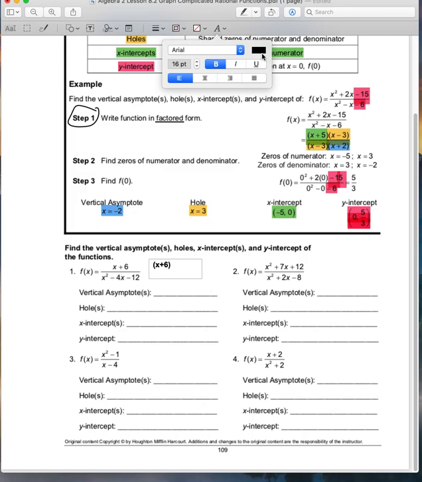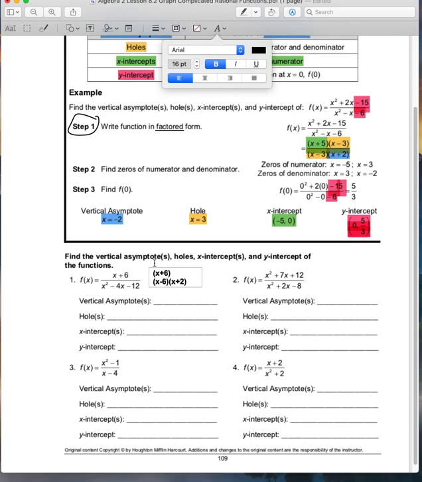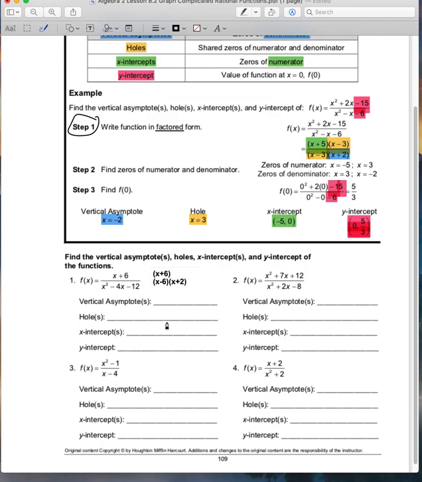Okay, and so x squared minus 4x minus 12 factors into x minus 6 and x plus 2. There's my two factors in the denominator. Maybe I can just use this pen and draw a fraction. There we go. Oh, not bad. So we look and color code our vertical asymptotes. That's a blue color. Vertical asymptotes, we find what makes the denominator 0.